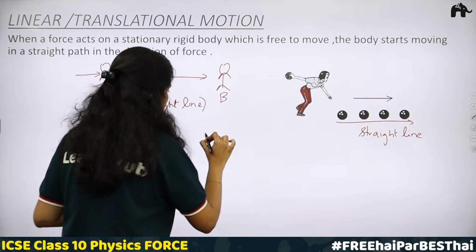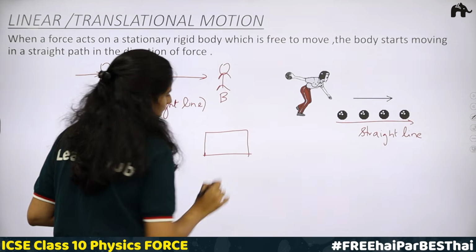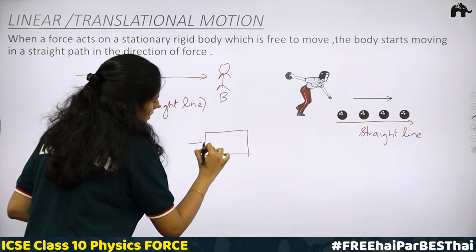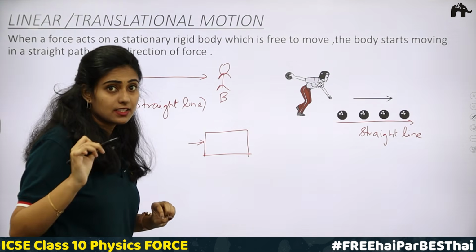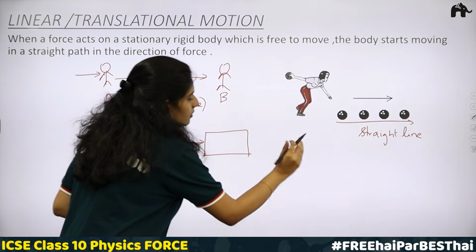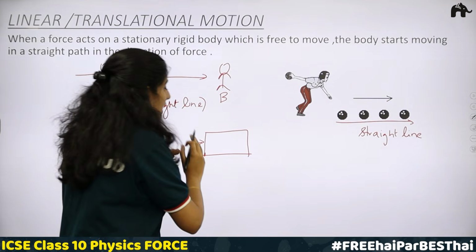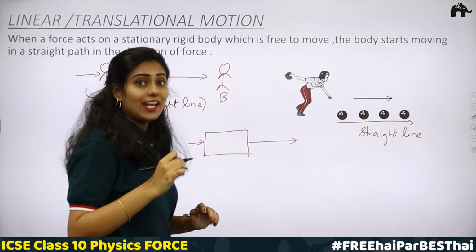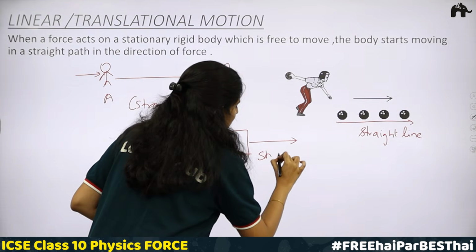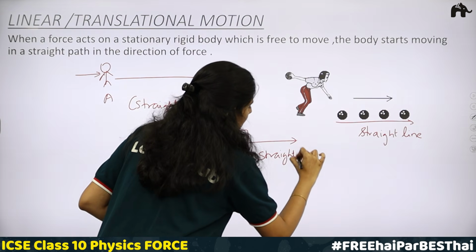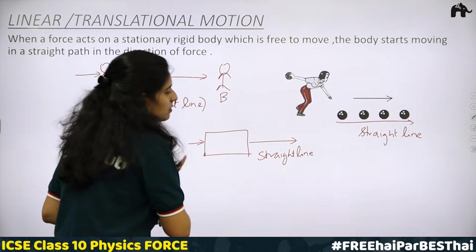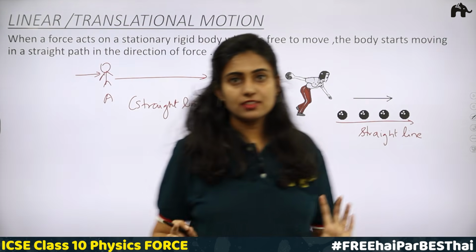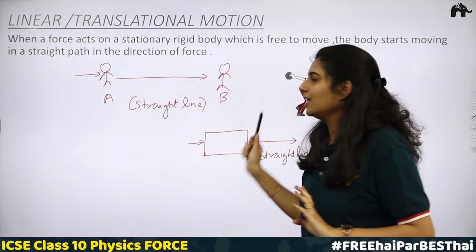Take another example. You have a table here. A boy is pushing this table from here. What happens? The table will shift its position. That is, the table will start moving. How does it move? Along a straight line. Along a straight line, the table starts moving. This is again an example of translational motion or linear motion.